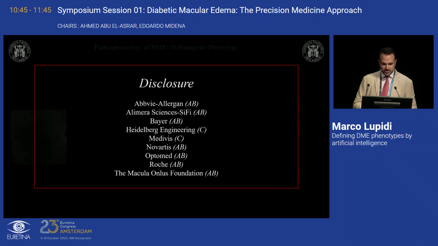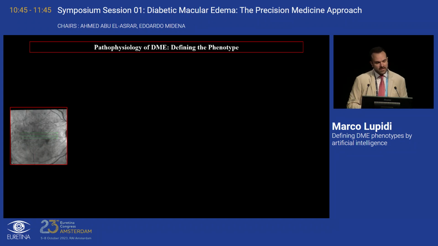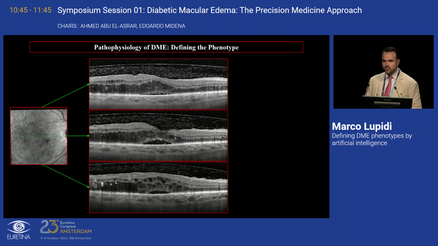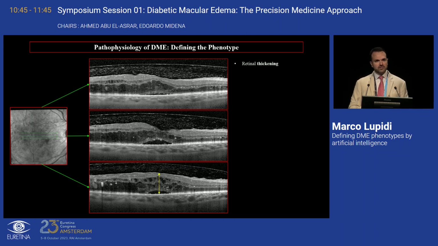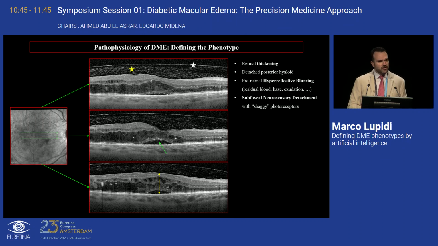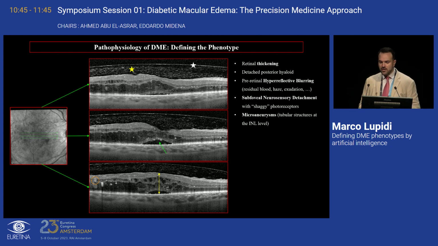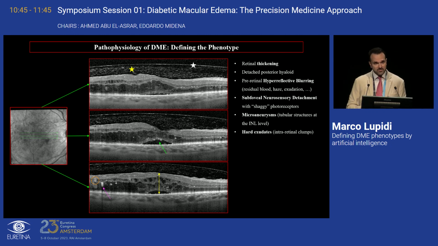When evaluating a structural OCT volume scan, we perform a sort of dissection of the retina, and we evaluate different parameters like diffuse retinal thickening or detached posterior hyaloid, pre-retinal blurring, subfoveal neurosensory detachment, the presence of microaneurysms, the presence of hard exudates, or hyperreflective foci.